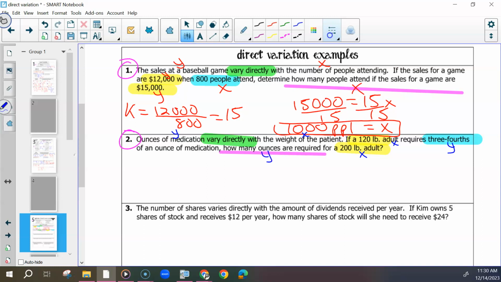Okay. How would we find our K value? We have to use our Y and X, the two values that we know. So what X and Y value do we know? 3/4 and 120. So instead of putting 3/4, a fraction, we're just going to put 0.75 over 120.